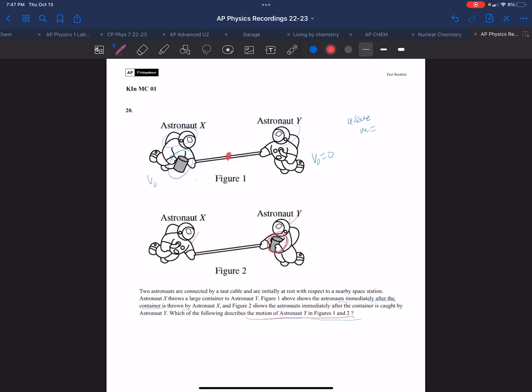Question 20 is incorrectly labeled by the AP. This is not a kinematics question. So I apologize for that. This is not a question we can answer yet. It is not a kinematics question, so we'll omit that one.